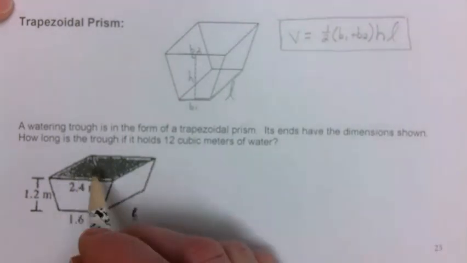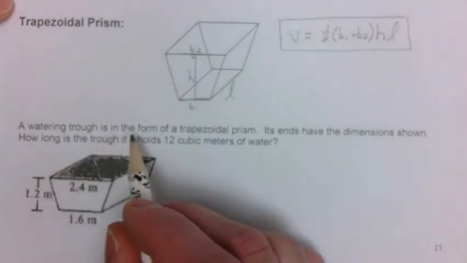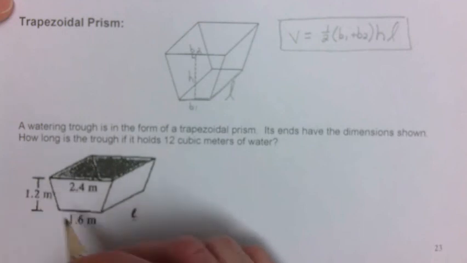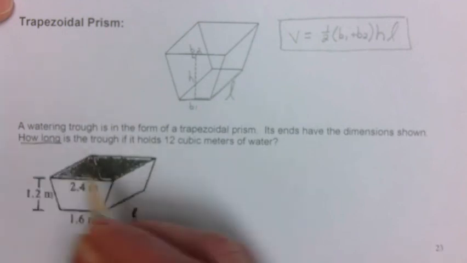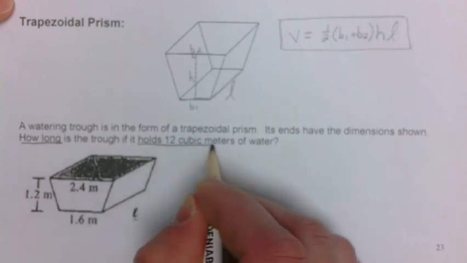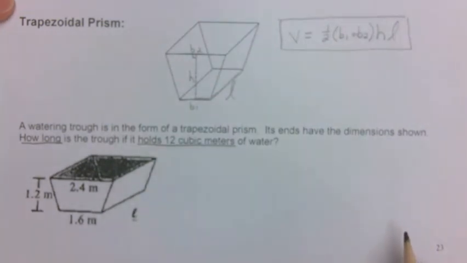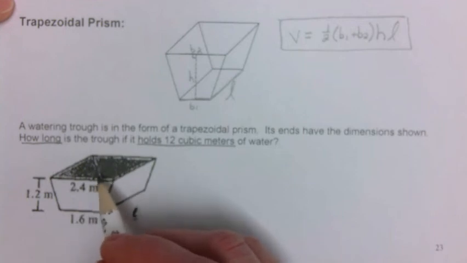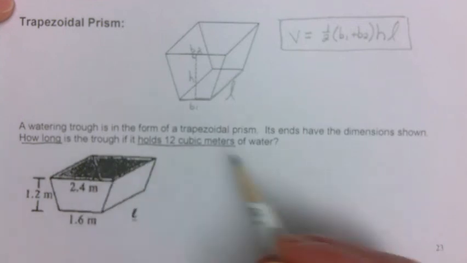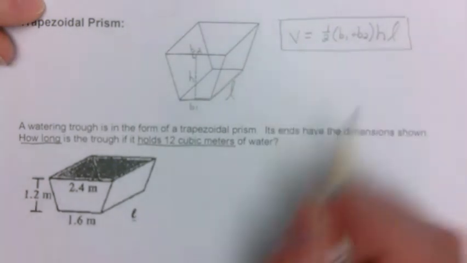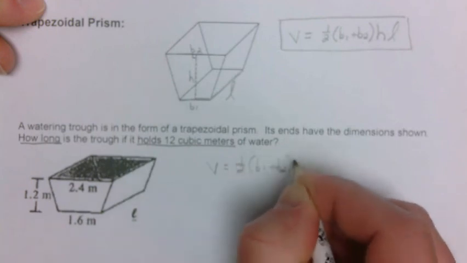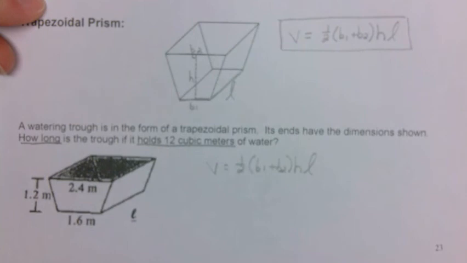Let's use that now to answer this question underneath. A watering trough is in the form of a trapezoidal prism. Its ends have the dimensions shown. So we're going to use the dimensions in this picture. How long is the trough if it holds 12 cubic meters of water? I have a couple of clues here that this must be a volume question because they're talking about holding water, which means the water's inside of the trough. And it also gave the units in cubic meters, which I know is volume. So I'm going to use this volume formula. V equals 1/2 base 1 plus base 2 multiplied by the height multiplied by the length.